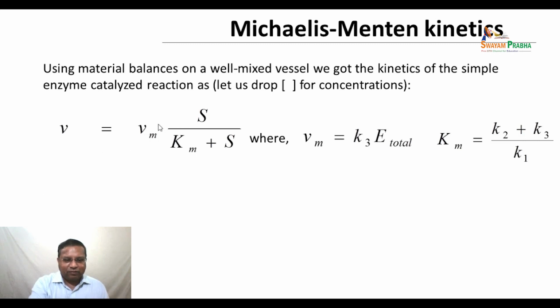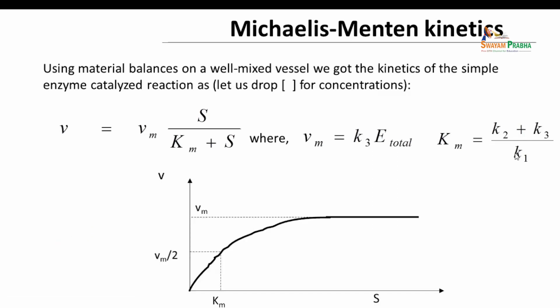Right. So this is what we got. V equals Vms by Km plus S, where Vm equals K3 into E total or Et, and Km is K2 plus K3 by K1. Now, does it strike you where you saw this earlier? If you plot V versus S, the rate of the reaction, the volumetric rate of the reaction with the substrate concentration, you get a rectangular parabola. Yes, it's the same form that we got for the Monod equation.